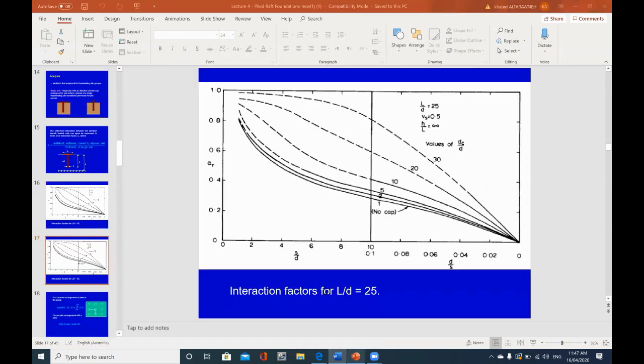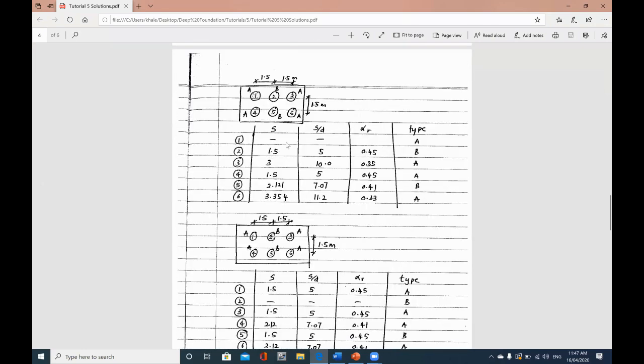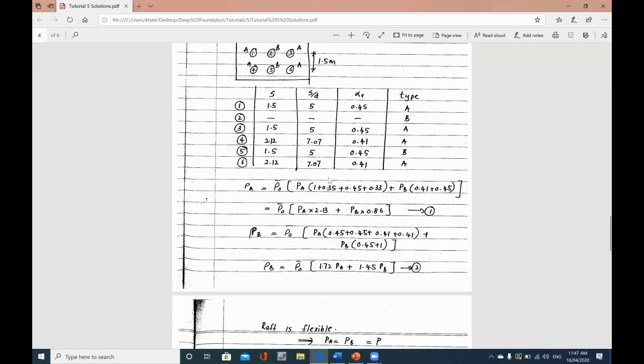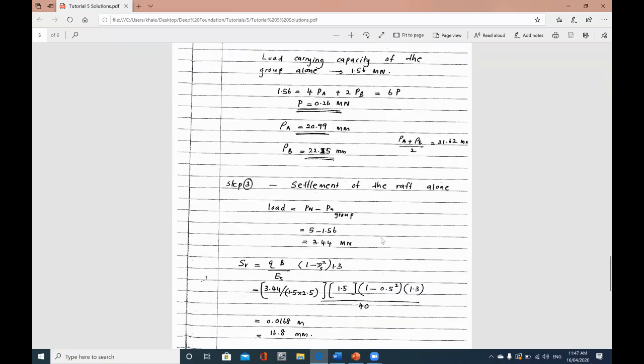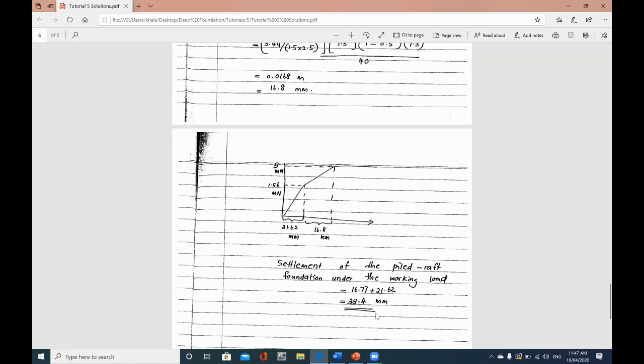So as what we have done here, according to this procedure, calculate the settlement due to the pile group, and then calculate the settlement due to the raft foundation. And then for the whole system you need to add both values together, and that will give you the settlement for the pile raft foundation system.